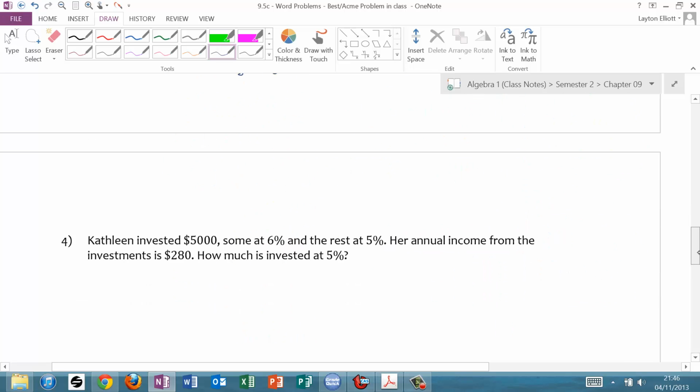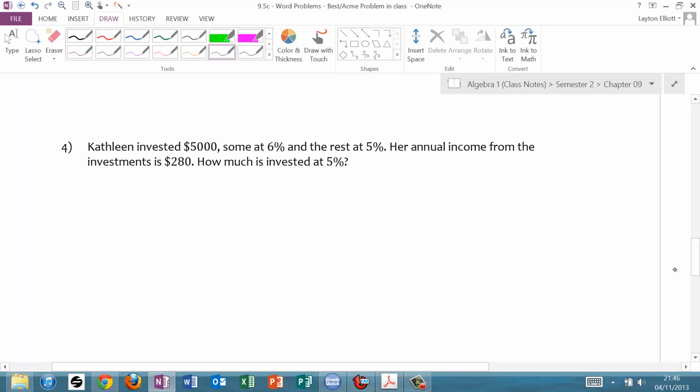Flip it around to the back. Kathleen invested $5,000, some at 6% and the rest at 5%. Her annual income is $280. How much is invested at each rate? This goes back to our investment problems. So let's start with the let statements. Some at 6, some at 5.